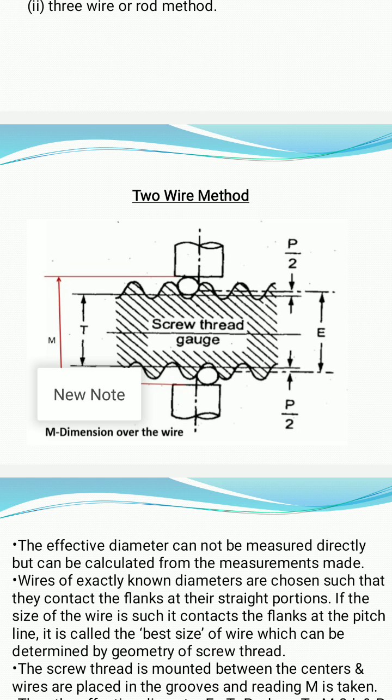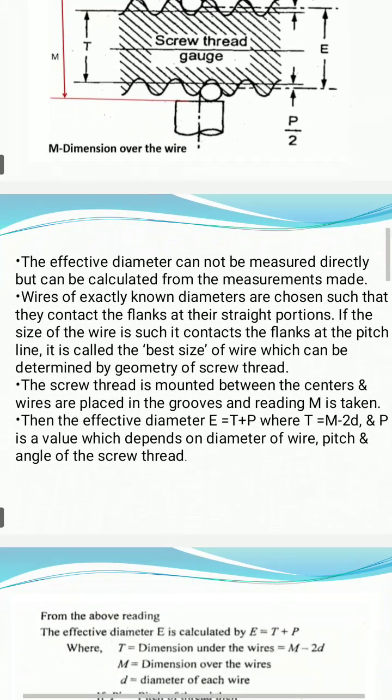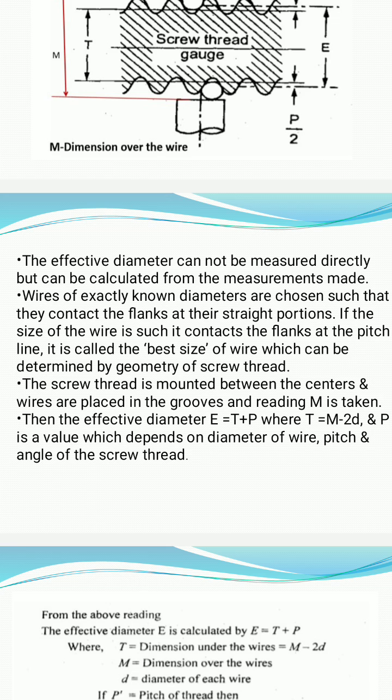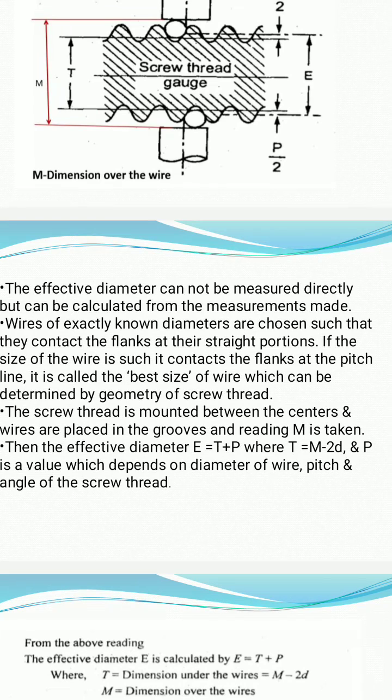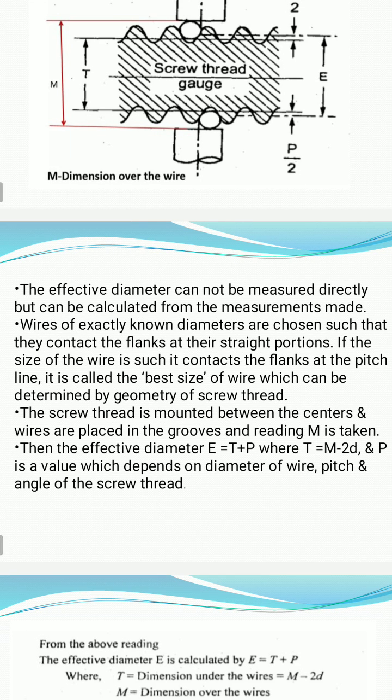Now to define E, the effective diameter, I have written the formula here. Just see paragraph number 2 in the theory part. The screw thread is mounted between the centers and the wires, correct? And the reading M is taken. What is reading M? It is the diameter above the wires. The reading M we can measure by the screw gauge, correct? P is the value which depends on the diameter of the wires. P by 2 can vary depending upon the best wire diameter. Best wire diameters vary, so P by 2 may vary.